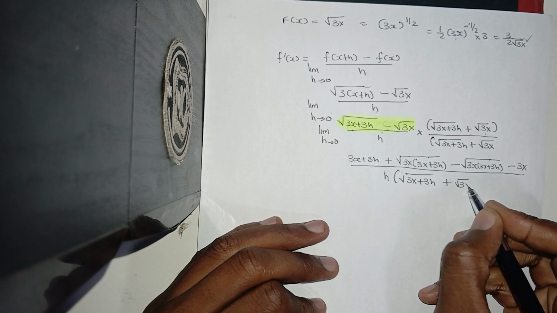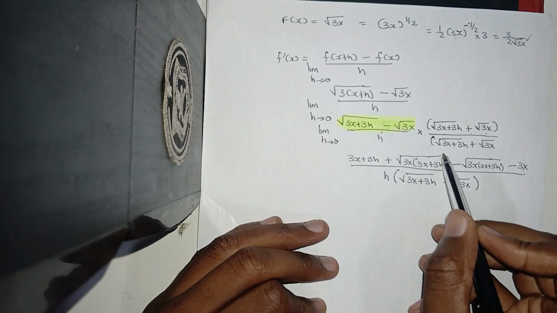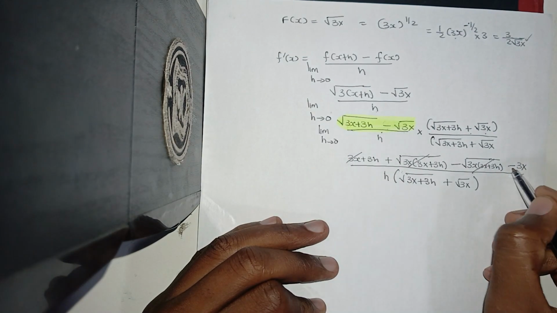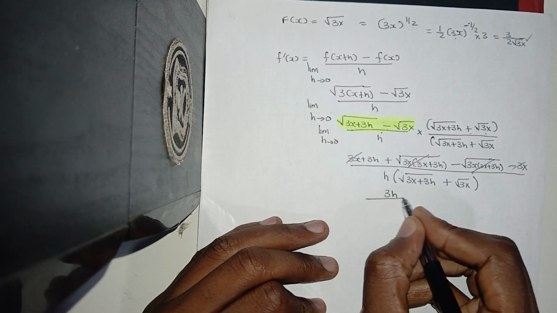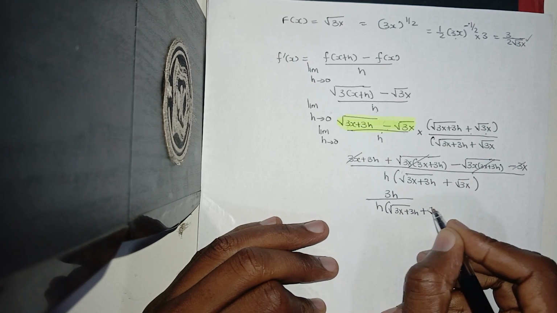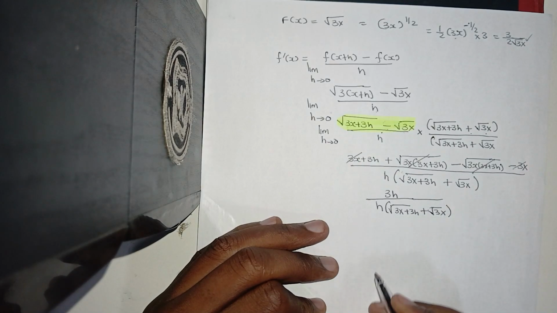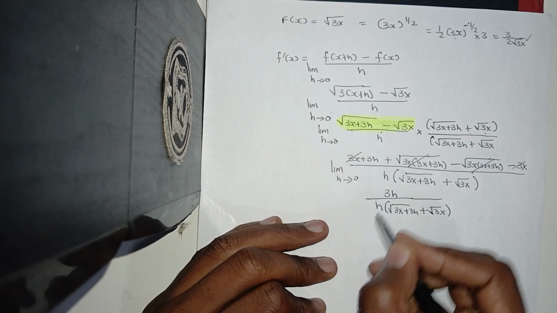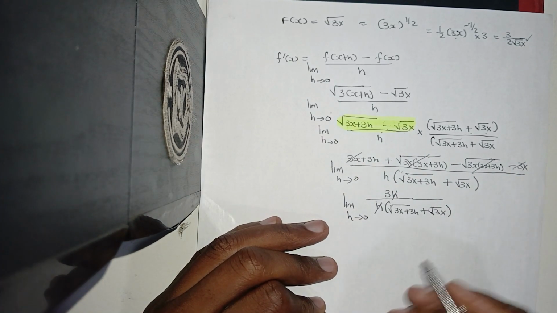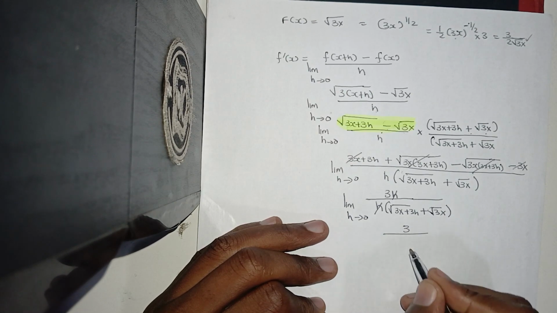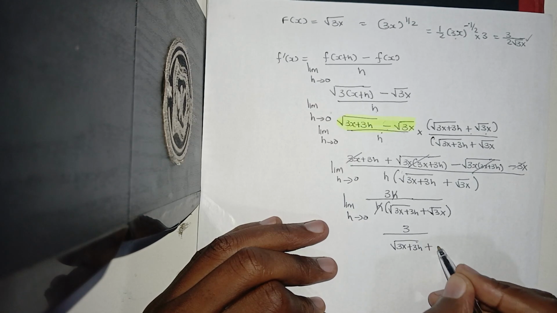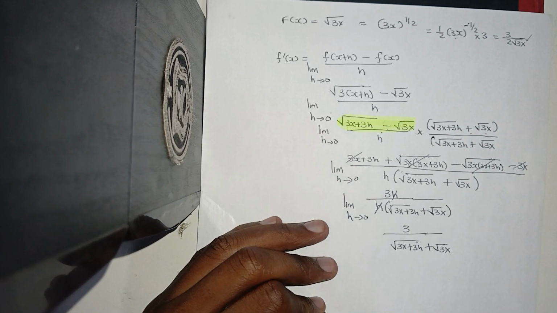From there, you can see that these are the same, so they're going to cancel each other, and 3x and 3x also cancel each other. Then we'll have 3h over h times root of 3x plus 3h plus root of 3x. With the limit as h approaches 0, we cancel the h in the numerator and the h in the denominator because they are the same. Then we'll have 3 over root of 3x plus 3h plus root of 3x.